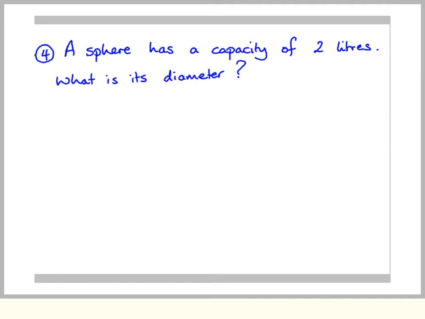Right, now, it tells you a sphere. It's a capacity of 2 litres. Now, you've got to remember 2 litres, if you're talking about volume, is 2,000 centimetres cubed. That's the formula you're going to use. Volume of sphere is 4/3 pi r cubed.